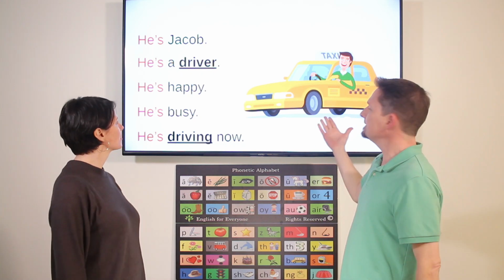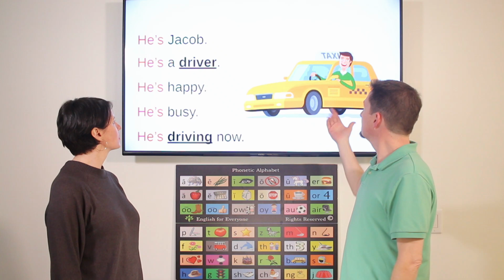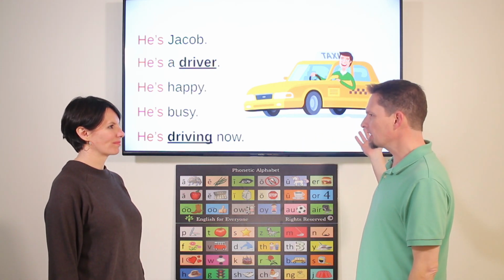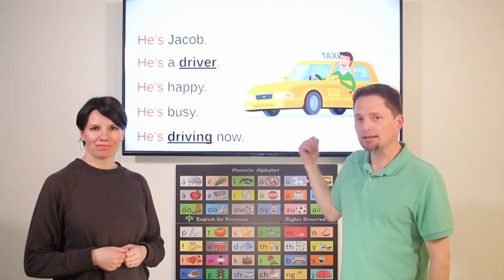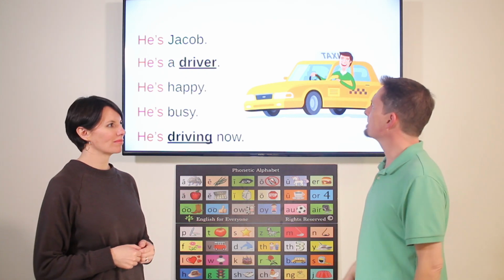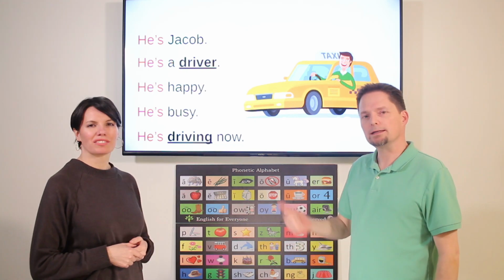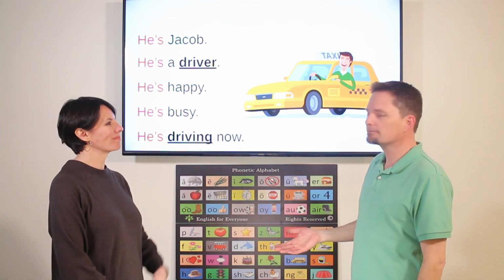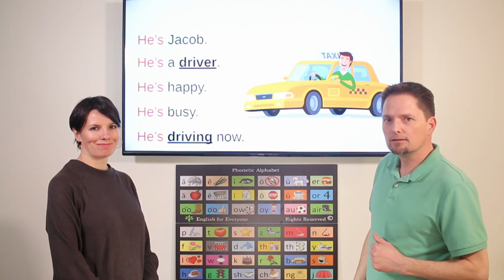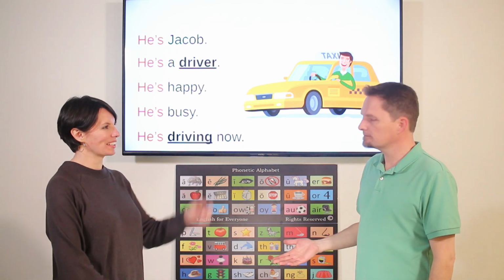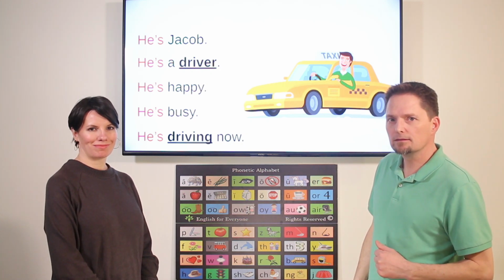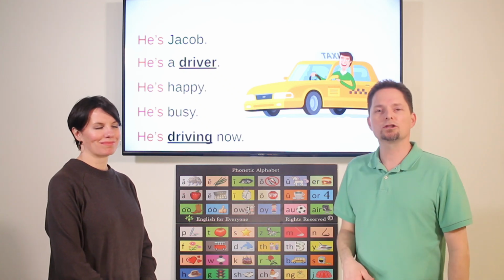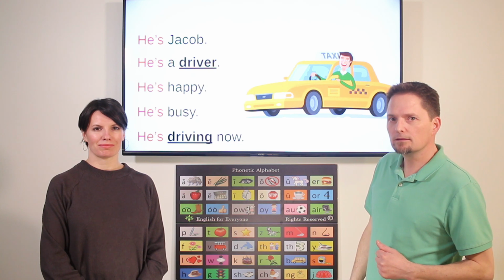Let's practice. He's Jacob. He's a driver. He's happy. He's busy. And he's driving now. Question. Is he Jacob? Yes, he's Jacob. Very good. Is he a driver? Yes, he's a driver. Very good. Is he happy or sad? He's happy. Very good. Is he busy? Yes, he's busy. Very good. Is he driving now? Yes, he's driving now. Very good.